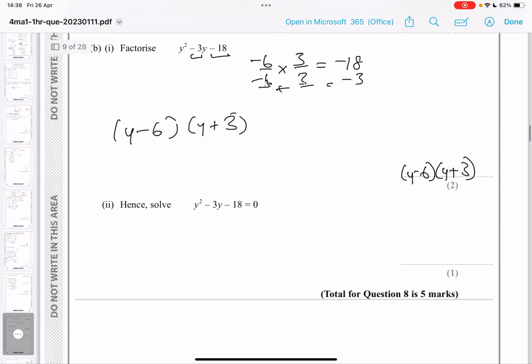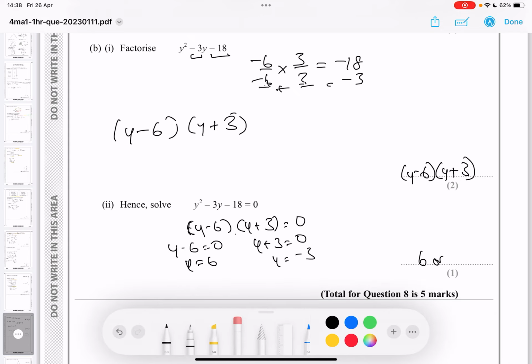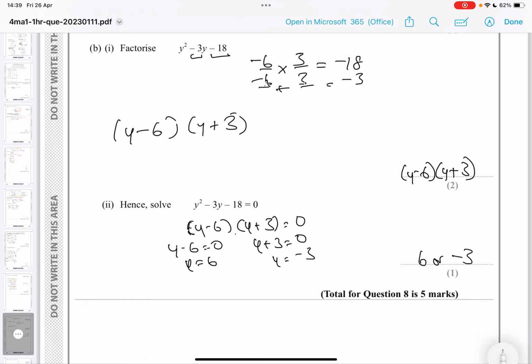Hence, solve the equation y squared minus 3y minus 18 equals 0. So now that we've factorized it, it's much easier to solve. So we know y minus 6 and y plus 3 equals 0. So now you just need to equate these brackets to 0. So y minus 6 equals 0, y equals 6, y plus 3 equals 0, and so y will equal minus 3. So there's two solutions, 6 or minus 3. Okay. Next question.